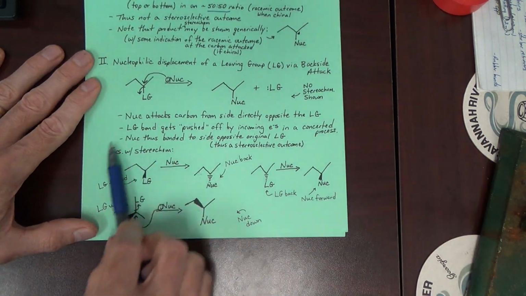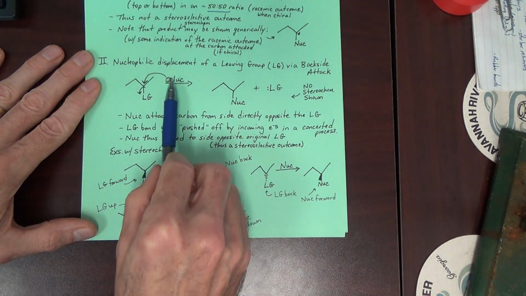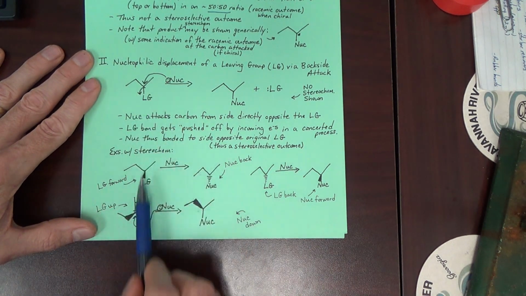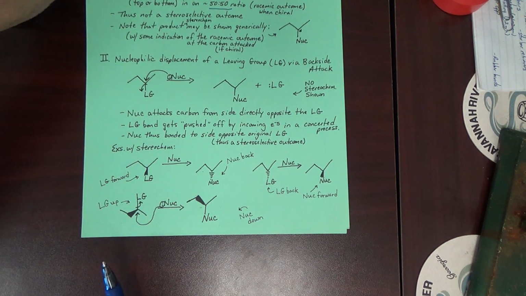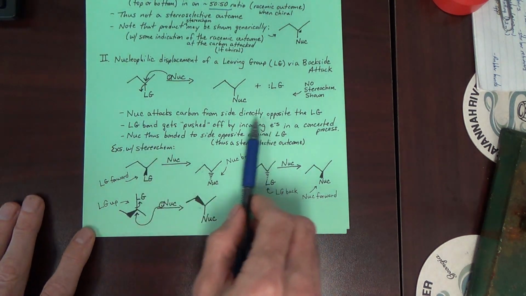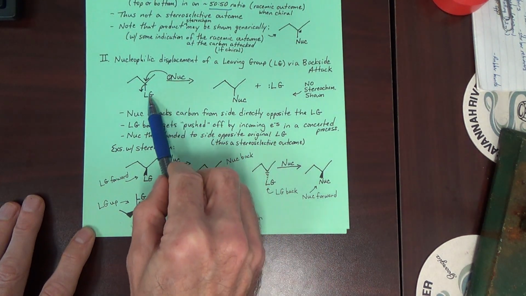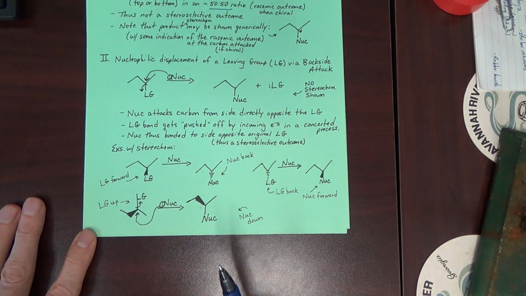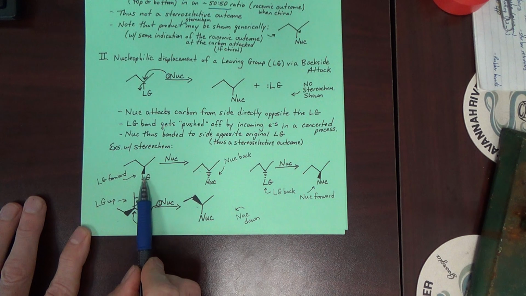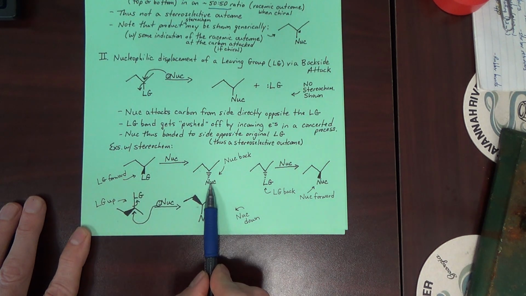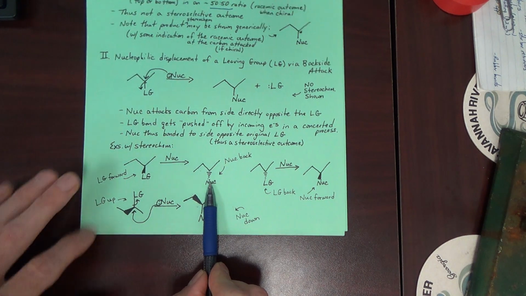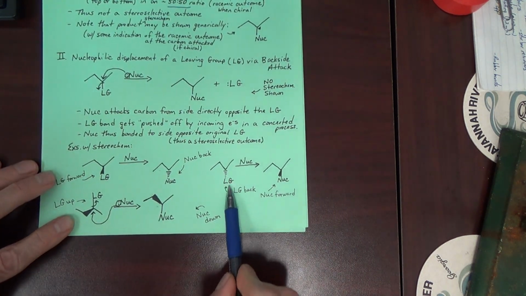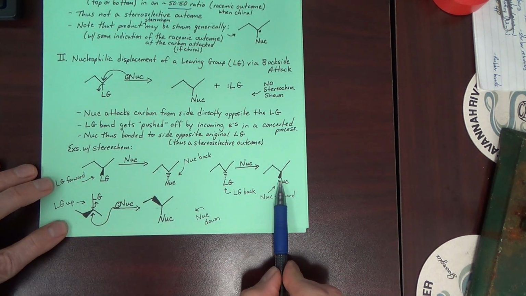But there's also stereochemistry involved with this type of reaction. First thing to know is that the nucleophile always comes in opposite side to where the leaving group is. So if the leaving group is forward, the nucleophile is going to come in from the back and thus be bonded to the back. If the leaving group is back, the nucleophile will come in from the front.